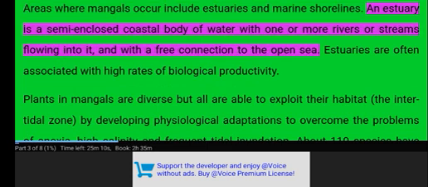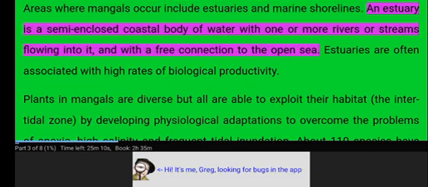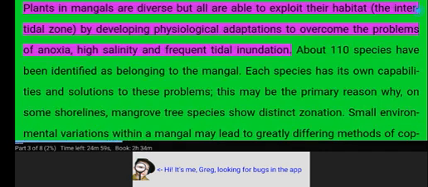An estuary is a semi-enclosed coastal body of water with one or more rivers or streams flowing into it, and with a free connection to the open sea. Estuaries are often associated with high rates of biological productivity.